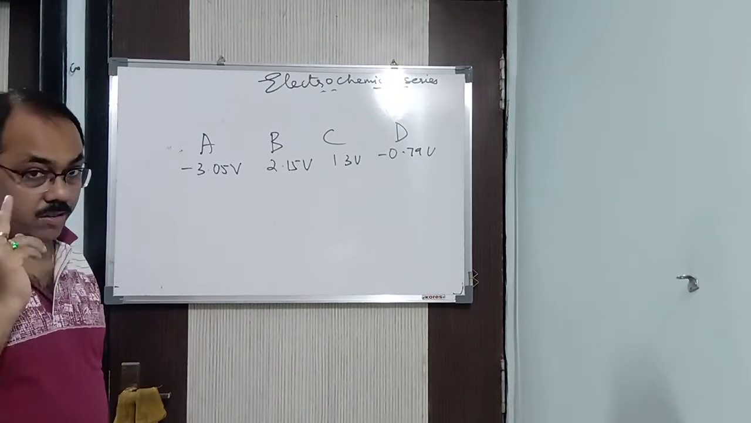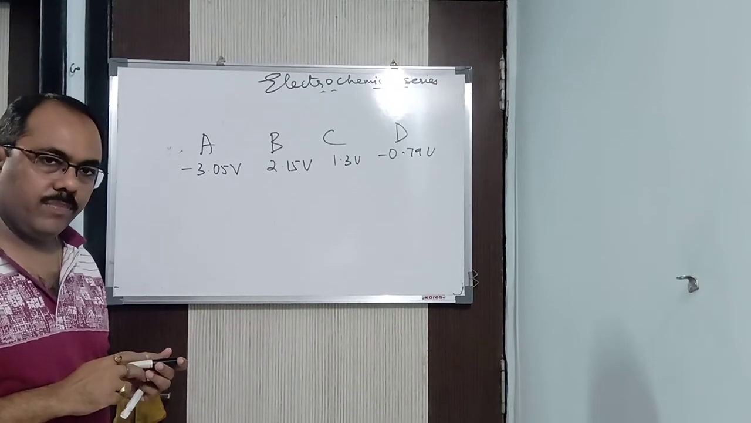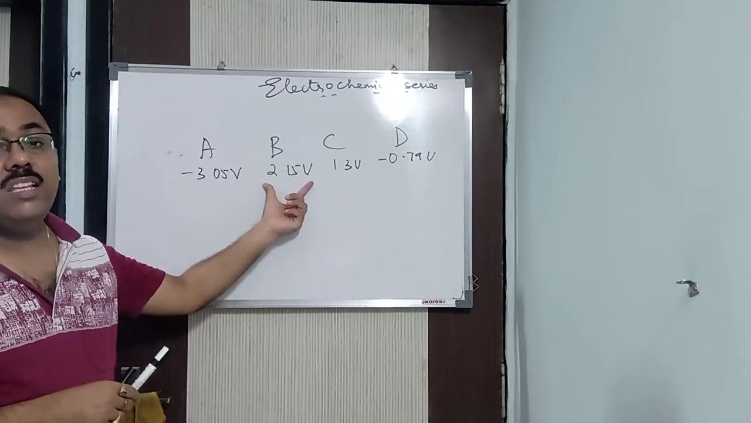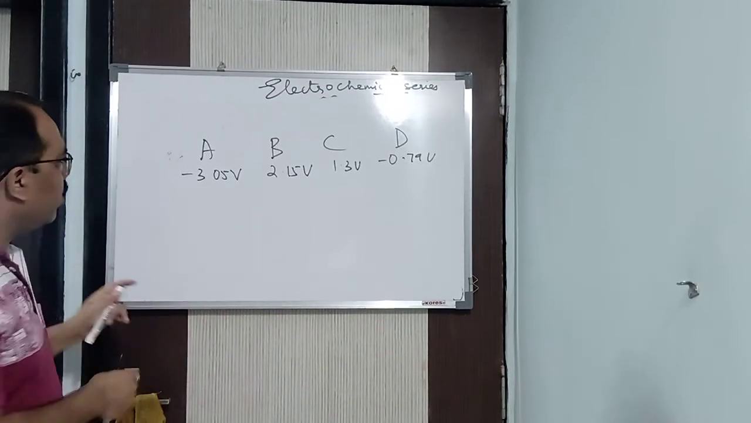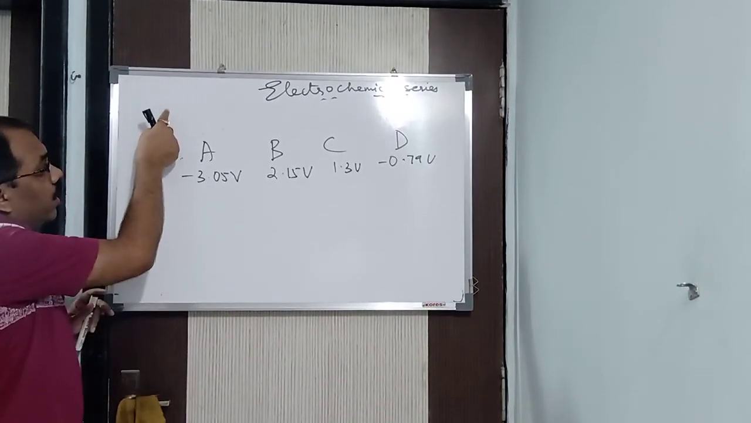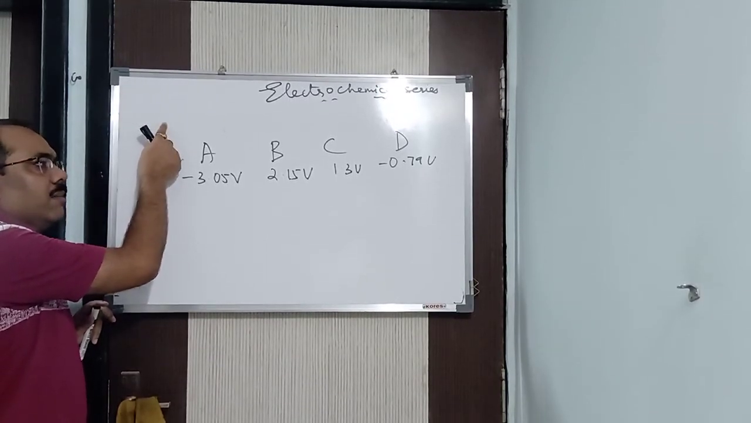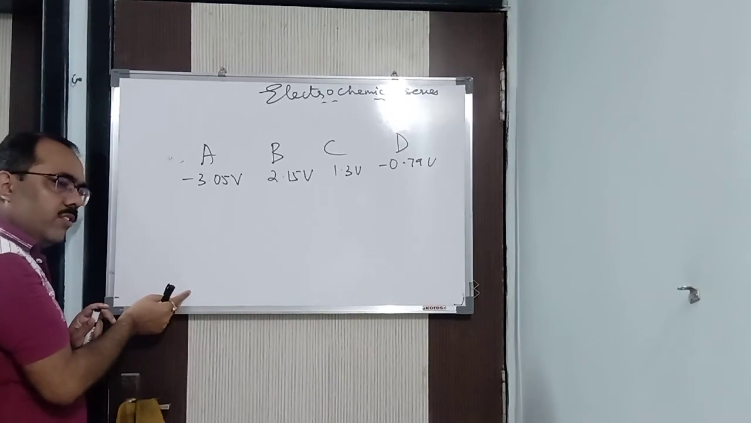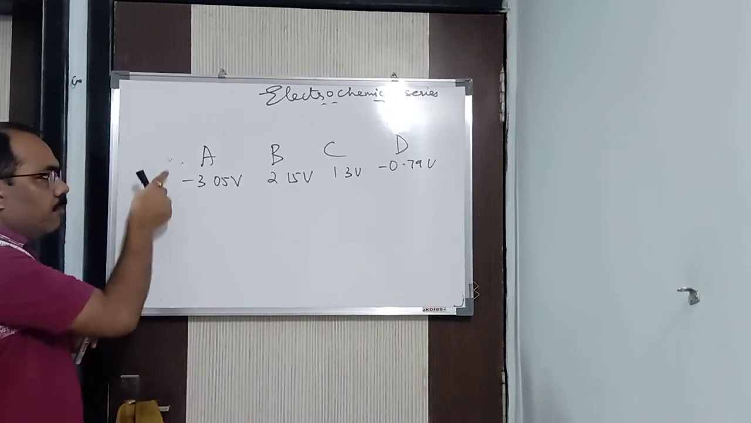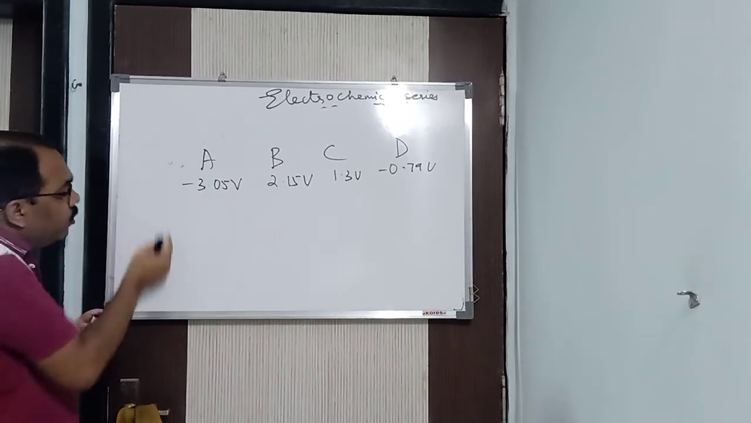Now listen carefully. The one which is having the higher reduction potential, here the higher reduction potential is this, it is the least reactive. Because I have taken the electrochemical series from negative to positive, in the negative value, which is the maximum, that is the most reactive. And in the positive value, which is the maximum, that is the least reactive. Because I am arranging it in increasing order from negative to positive.